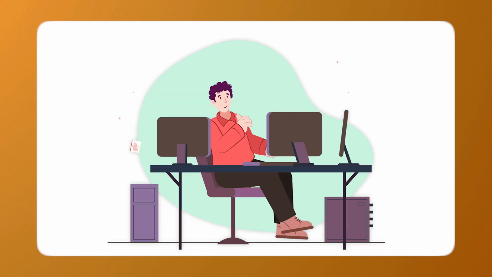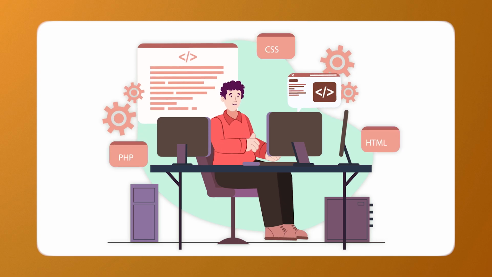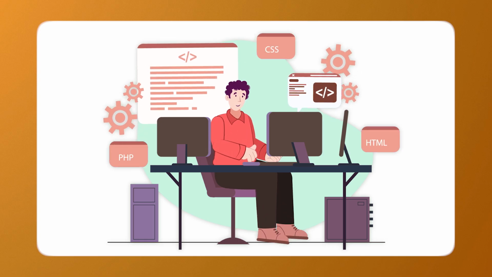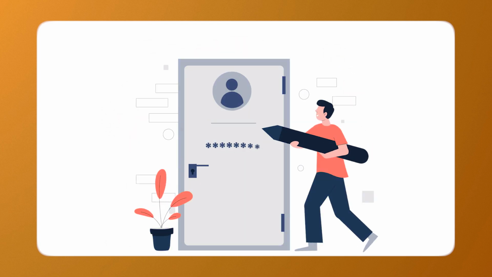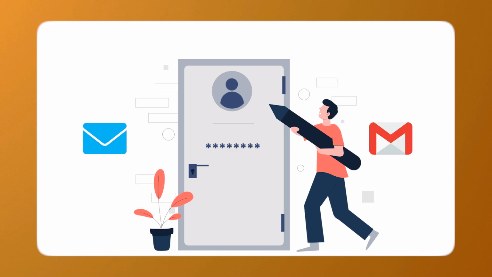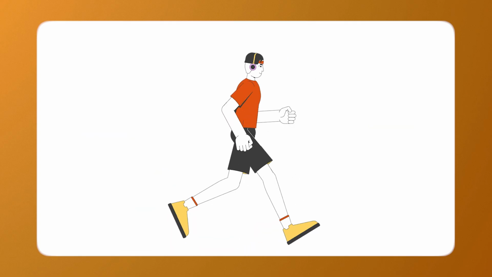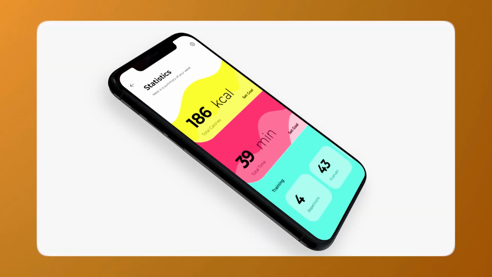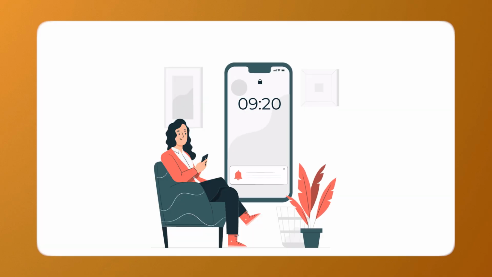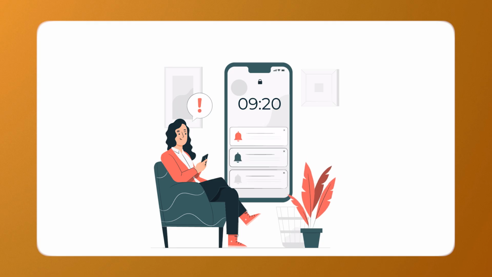Let's say you're building a fitness tracking app for beginner runners. Here's how you might break features down using the MoSCoW method. You must have user sign up and login with email or Google, daily step count and GPS run tracking, view past runs and calories burned, basic settings for units and notifications.